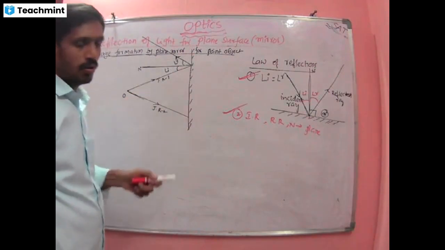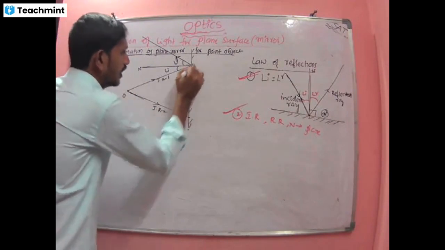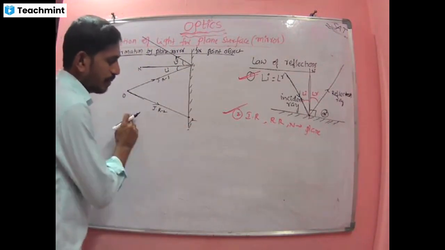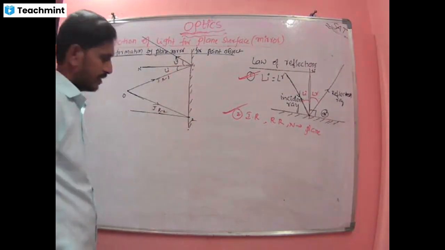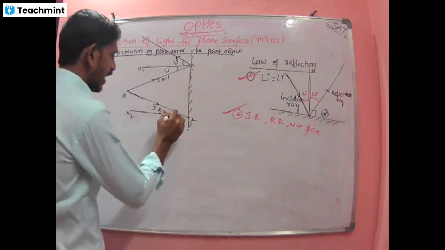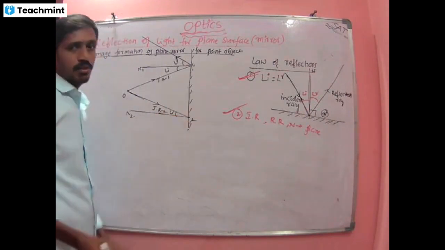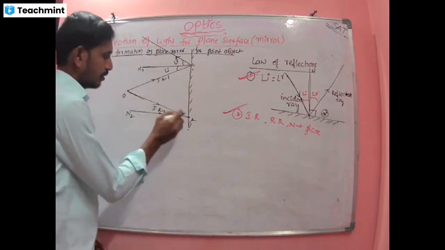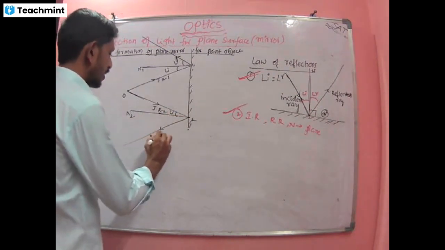The same thing we follow for the second incident ray. The light is incident at this point, incident point two. Again draw the normal line, perpendicular to the surface. This is normal number two, and this is normal number one. Where is the angle of incidence? This is my angle of incidence, the angle made by the second incident ray and the normal. Where is the reflected ray? It should be on the other side of the normal. This is called the reflected ray.